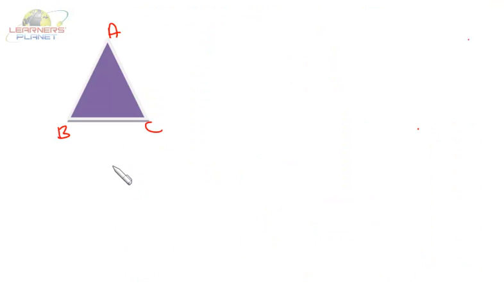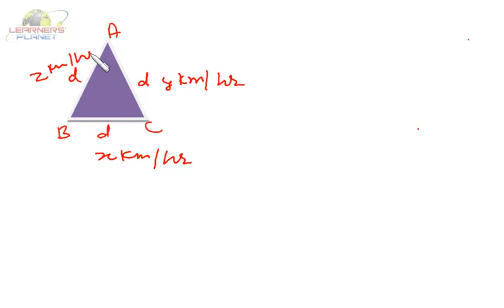Now, let's try to find out the average speed if there are three different speeds to cover the same distance. Suppose this distance is d, d and d. This is an equilateral triangle and all three distances are the same. Suppose the speed to cover this distance, that is BC, is x kilometer per hour, this one is y kilometer per hour, and this one is z kilometer per hour.